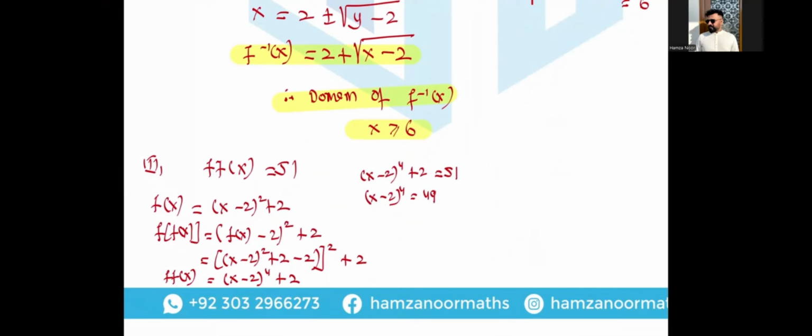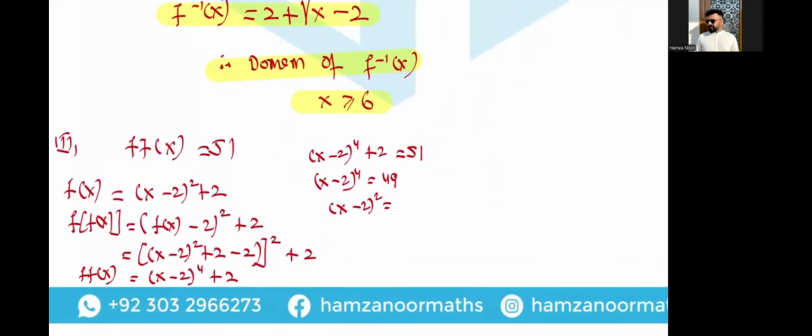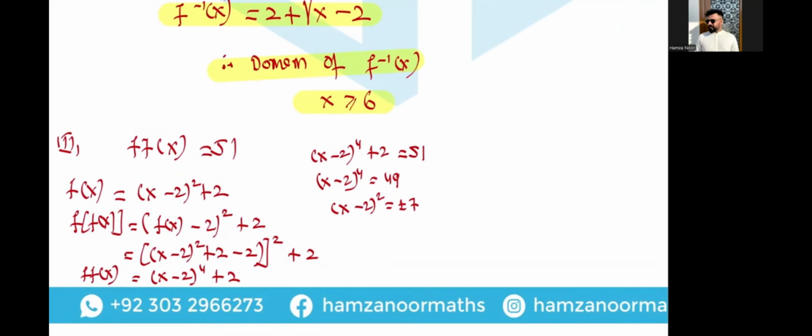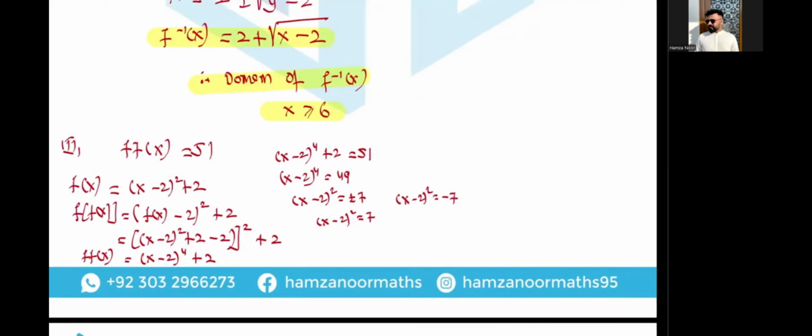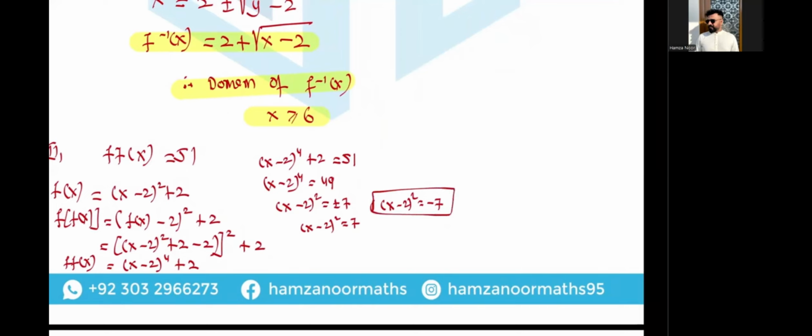First, if I take a square root on both sides, I would be able to say that (x minus 2) squared is equal to plus minus 7, because I'm taking the square root of 49. So either (x minus 2) squared is equal to positive 7, or (x minus 2) squared is equal to minus 7. When (x minus 2) squared is equal to minus 7, this cannot be solved. You will have no solution for this, because the output of a squared function cannot be a negative value.